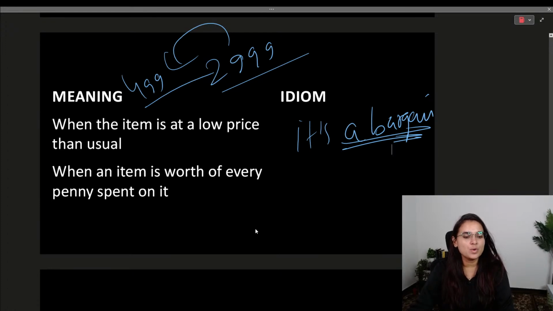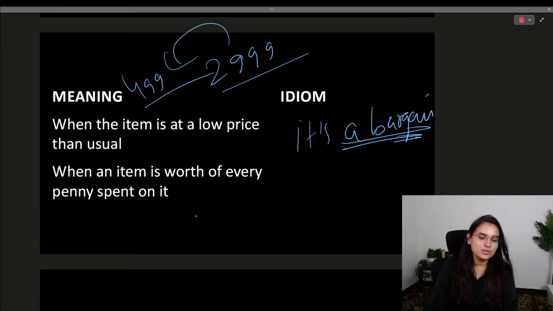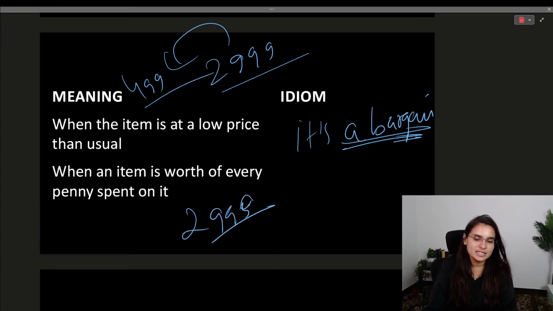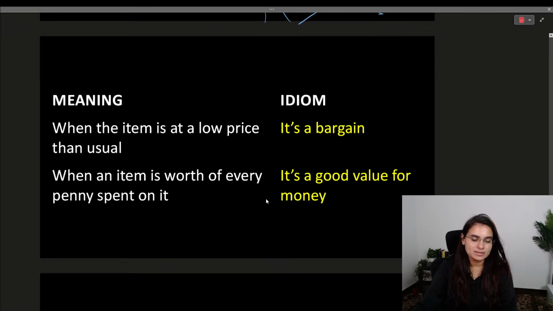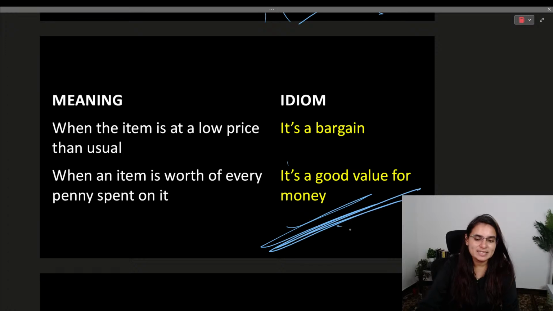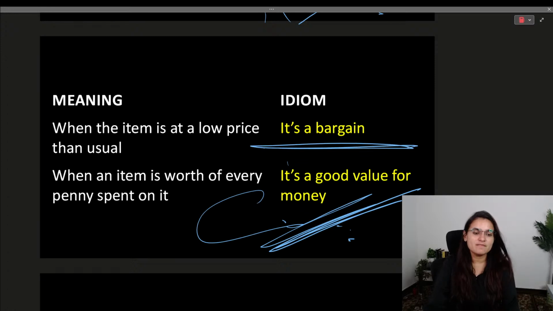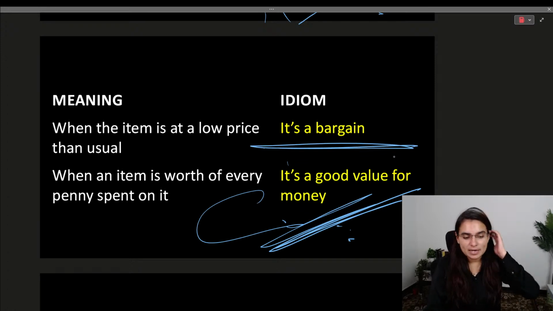When an item is worth every penny you spent on it. Let's say you spend 2,999 on a jeans, but you have worn that jeans almost 120 times and it still looks the same. It is a good value for money. Good job done. It's a bargain and it's a good value for money. When you are not regretting the decision of buying something, you can say it's good value for money. And when you find something at a very low price than usual, it's a bargain.